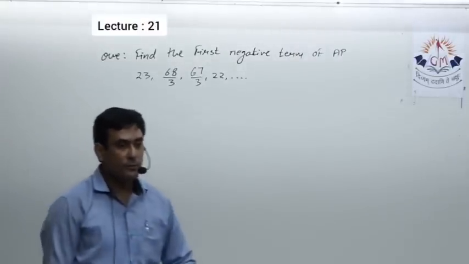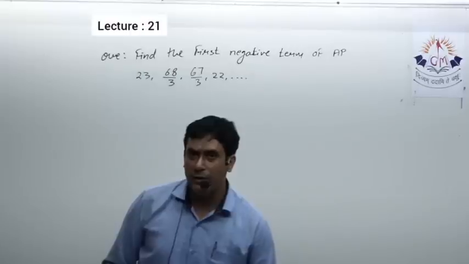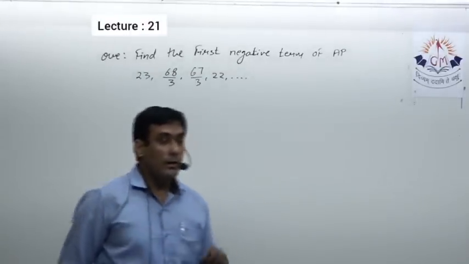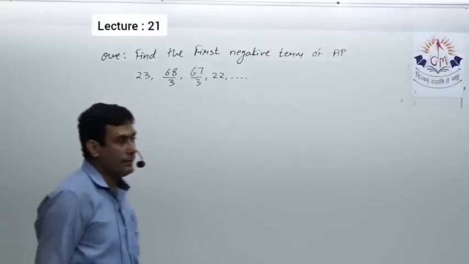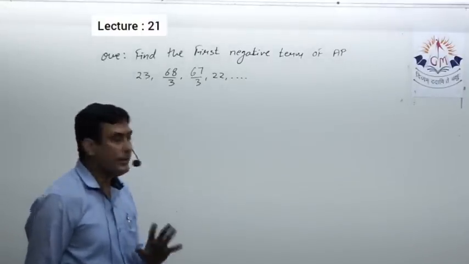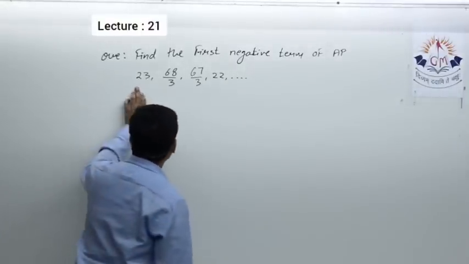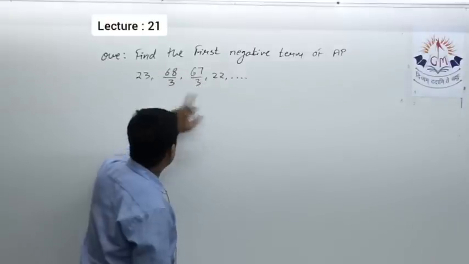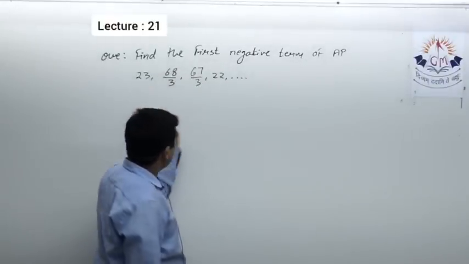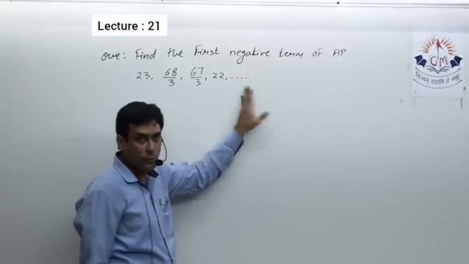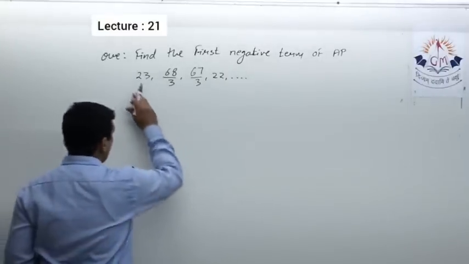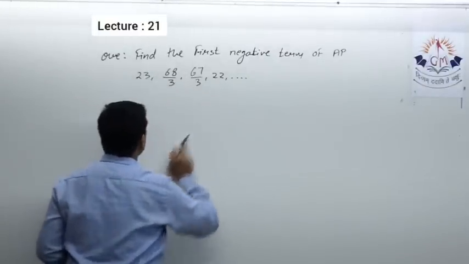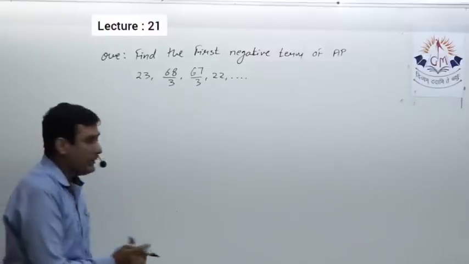Now the first negative term is only possible if the AP starts with a positive term or 0, and it should be decreasing. That means the common difference must be negative. So first of all we can see it is 22. No doubt, if you are not able to find the decimal form of these two, still we can say 22. Then after that we have 22 in the terms of AP. It means it is decreasing. That's why it came to 22 starting from 23. So how to find the first negative term? Let us see.